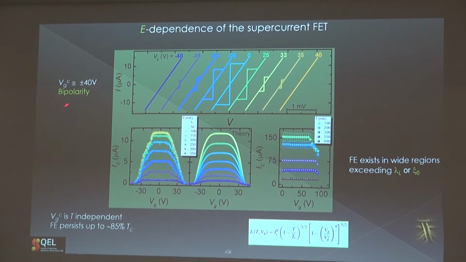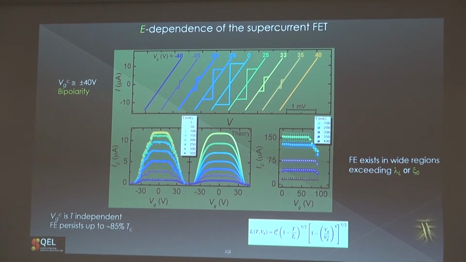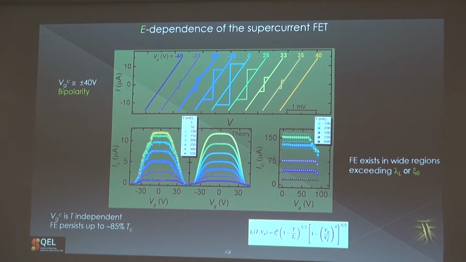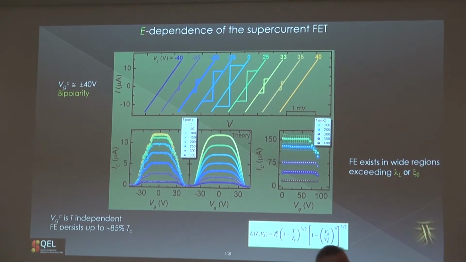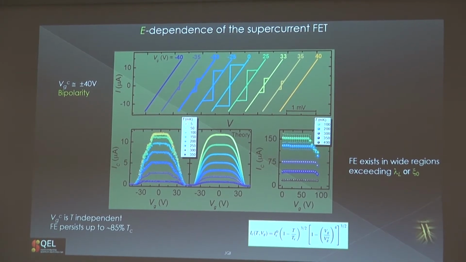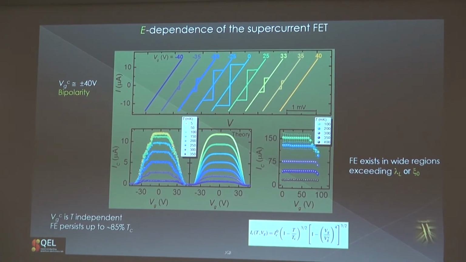What is nice and interesting is that this effect is completely bipolar. There is full bipolarity, and this rules out, in principle, any accumulation or enrichment, depletion of charge in the superconductor. It's fully bipolar. This is always what we observe in all the systems that I am going to show you.